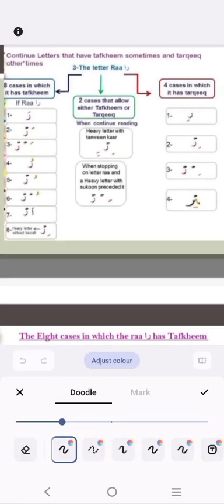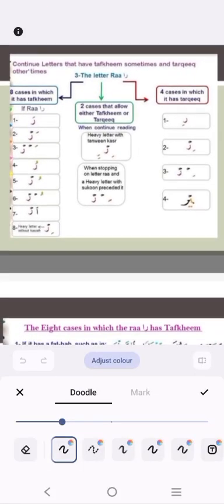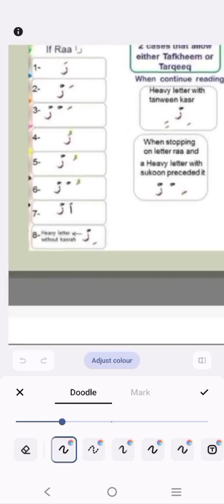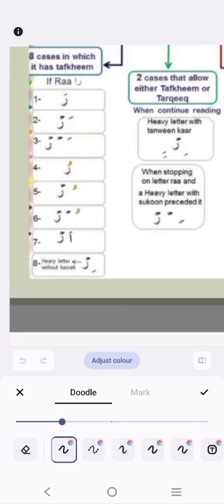Bismillahir Rahmanir Rahim. In this lesson we have raa. Let us see in which conditions raa will be heavy and in which conditions raa will be light. For the raa to be heavy, or tafkheem, there are 8 cases.